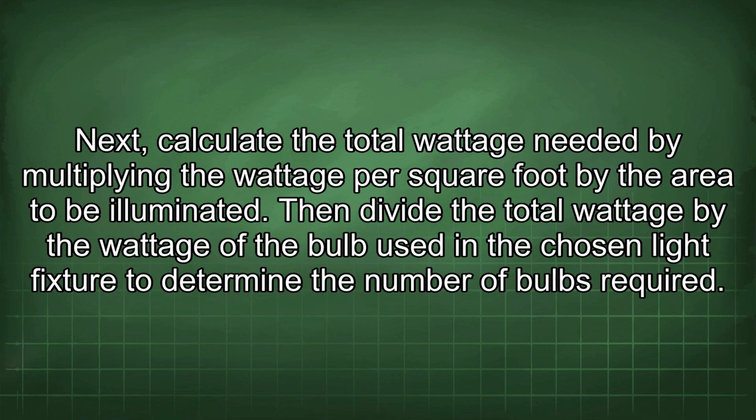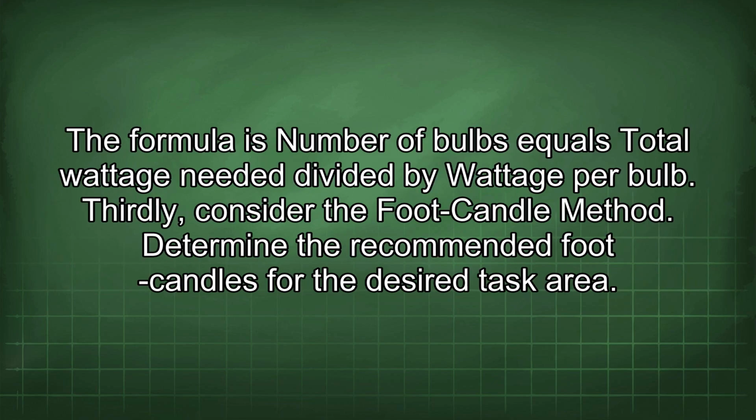Then divide the total wattage by the wattage of the bulb used in the chosen light fixture to determine the number of bulbs required. The formula is number of bulbs equals total wattage needed divided by wattage per bulb.